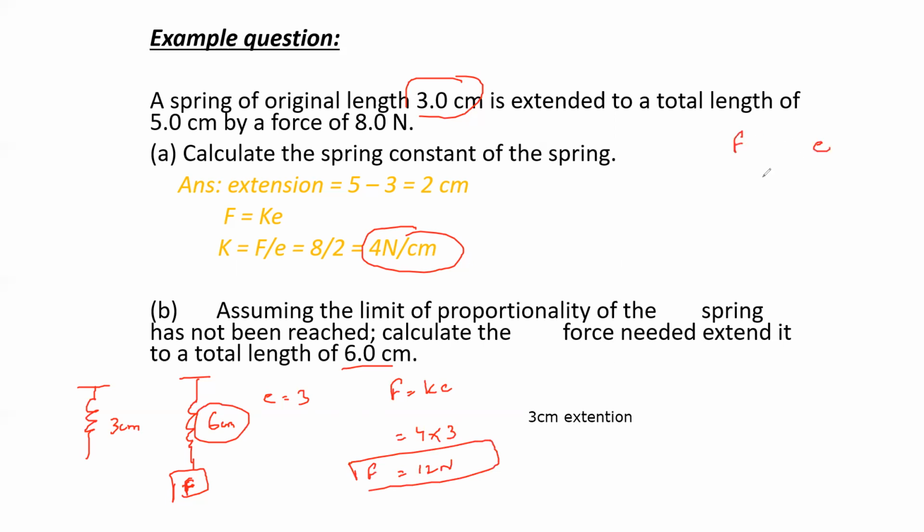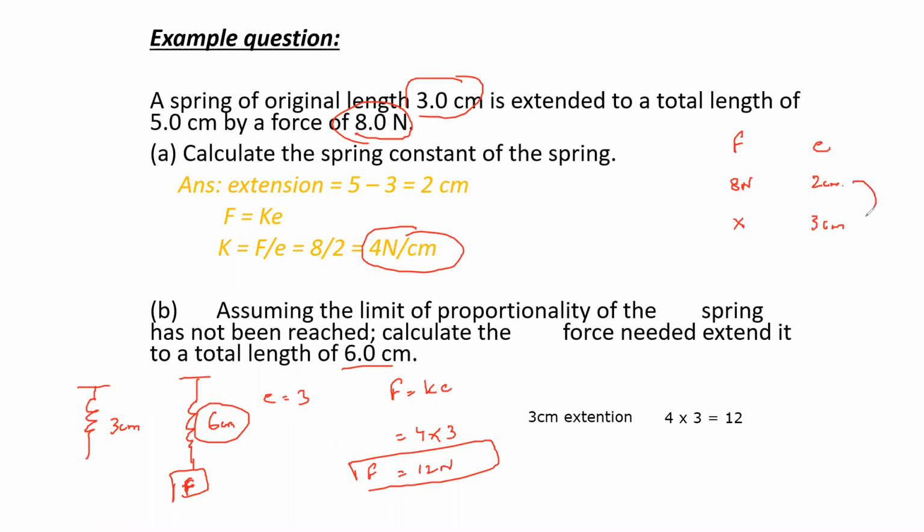You can use the concept, as you know, force and extension are directly proportional. So first, when the force was 8 Newton, how much was the extension? 2 centimeter. But now the extension is 3 centimeter. What should be the force? So you can use the ratio.